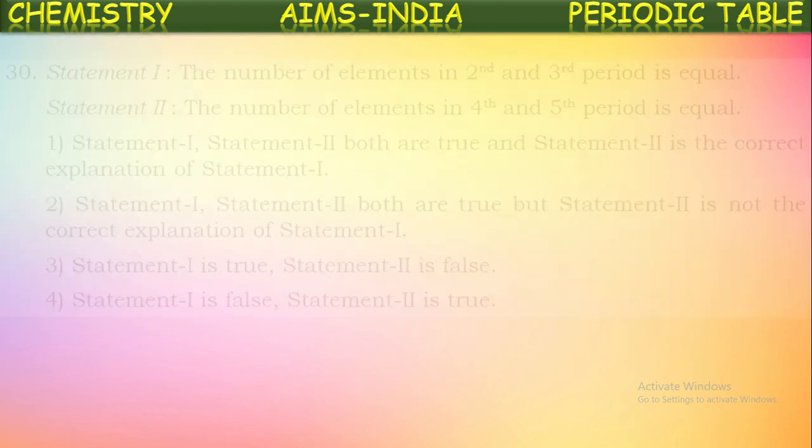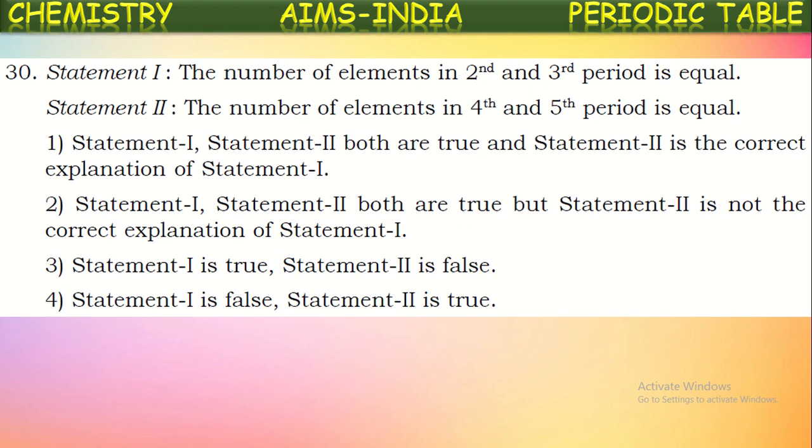Right? Next question. The number of elements in second and third period is equal, isn't it? Yes. So the first period contains only 2 elements. Second and third periods contain 8 elements in each. So second and third periods have the same number of elements. It is a correct statement. And fourth and fifth periods contain 18 elements in each. Those also have equal numbers. So both are correct statements, and it is not the correct explanation of the first one. Why it is so? Right? The second option will be correct now.